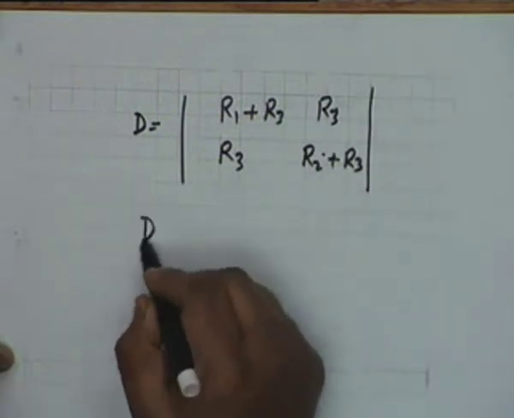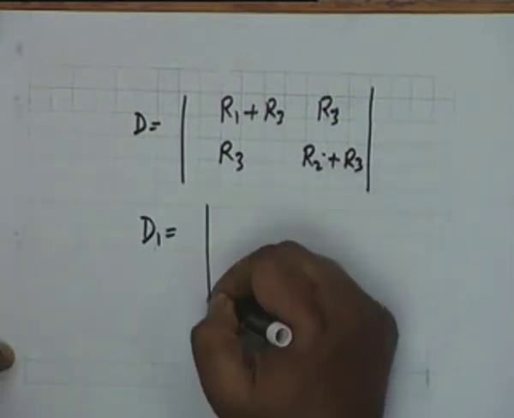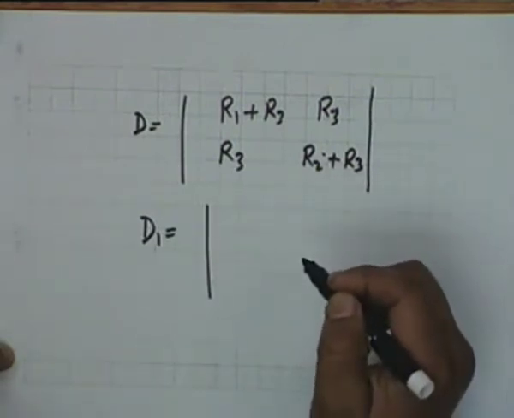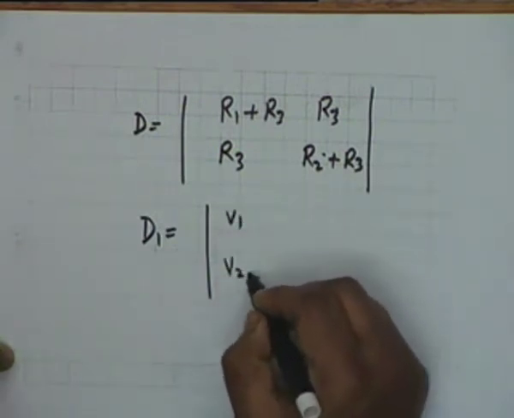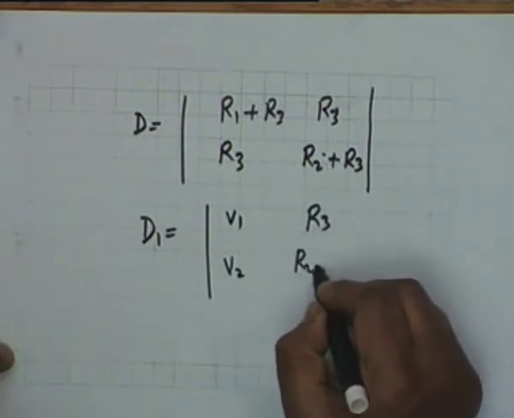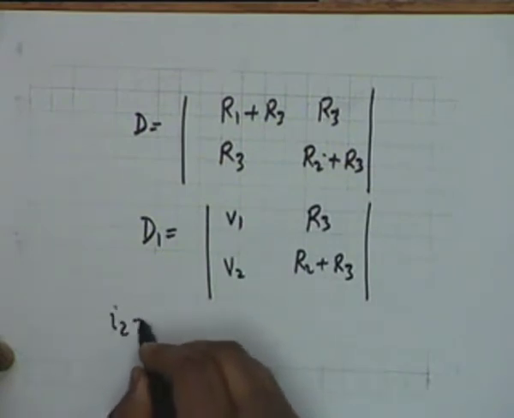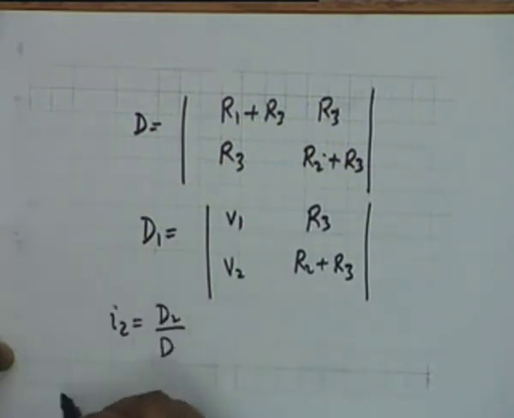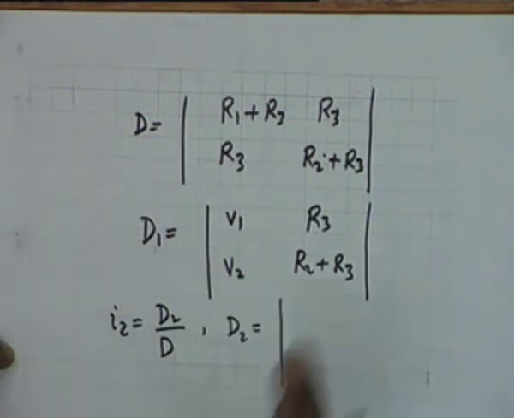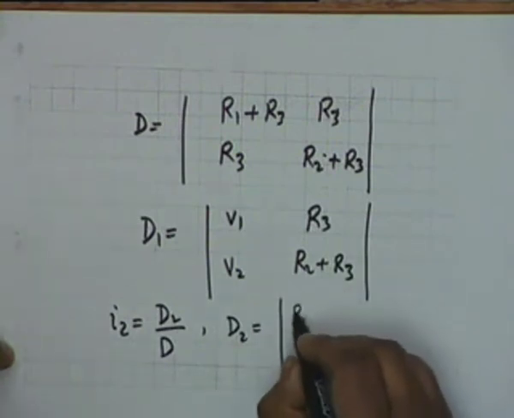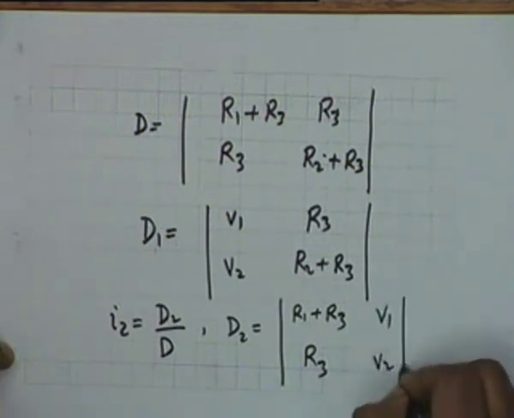and D1 is the same determinant but with the first column replaced by the right hand side matrix, that is V1 V2, R3, R2 plus R3. Now similarly you could find I2 as D2 by D, where D2 is the same determinant but with the second column replaced by the right hand side, that is R1 plus R3, R3, V1, V2.